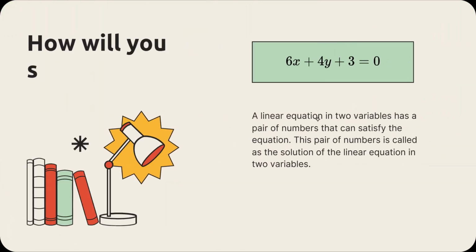So how will you solve for x and y? So we have 6x plus 4y plus 3, right? So this is a linear equation in two variables, right? So you will get a pair of numbers. You'll get a value for x and a corresponding value for y. A value for y and a corresponding value for x. Like that, there will be pairs of numbers, okay? So here, these pairs of numbers satisfy the equation, okay? This pair of numbers is called the solution of the linear equation. So we need to find the x and y.